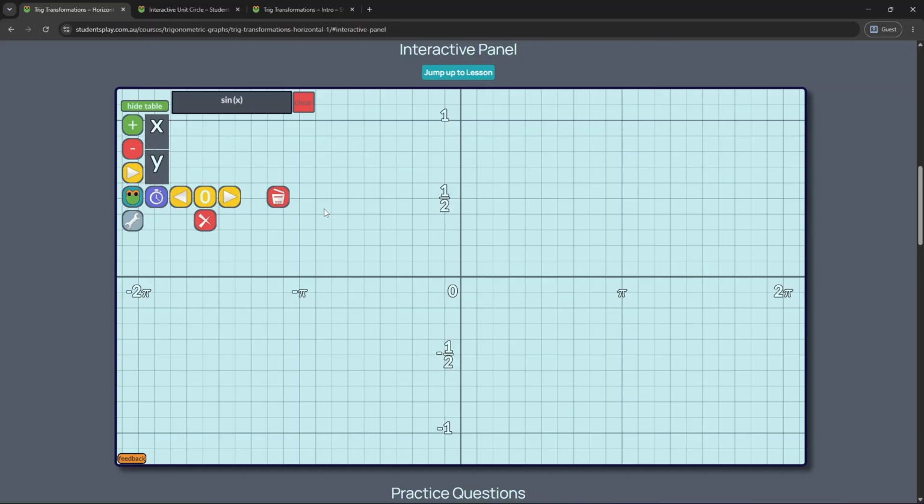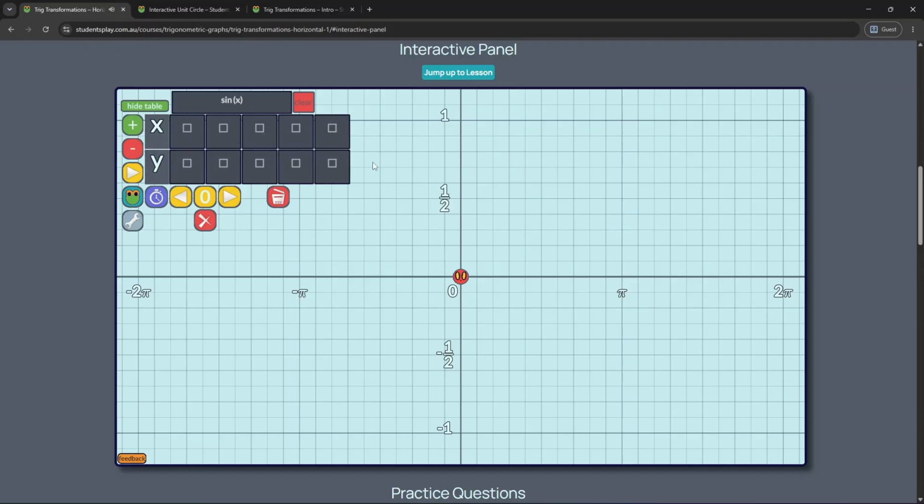Same kind of panel as last lesson. So let's add in 5 points here, and you can follow along as I'm going. Feel free to pause the video and fill it in yourself. And I'll prompt you to pause at specific parts, but you can pause and follow along at any point you want to. So we have our original sine of x.